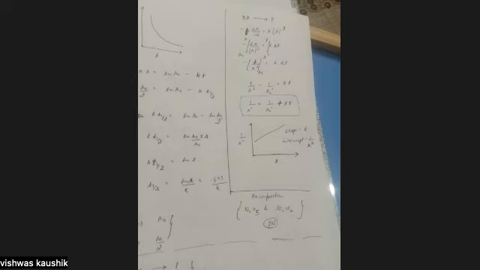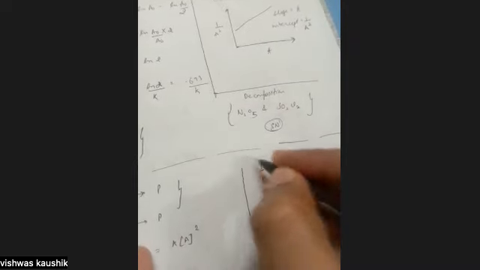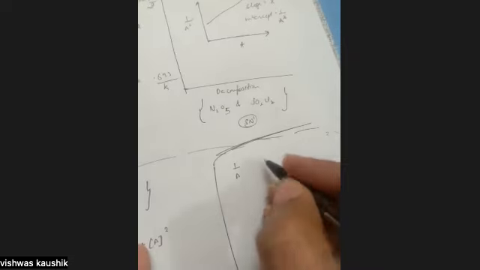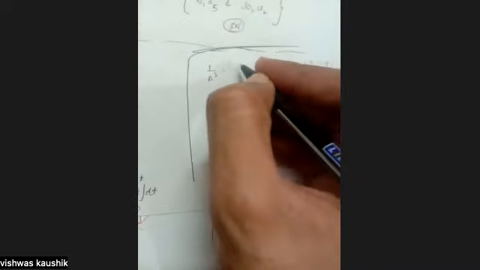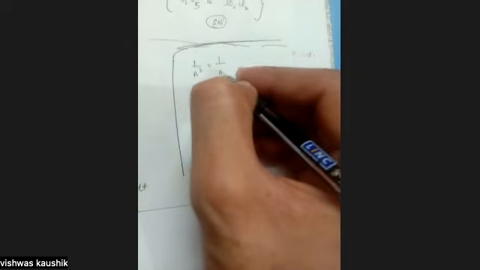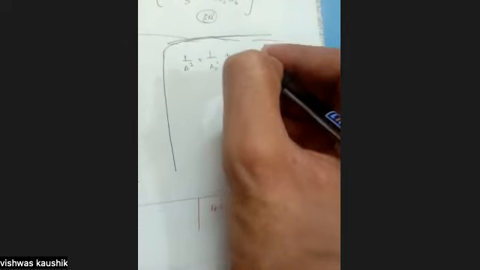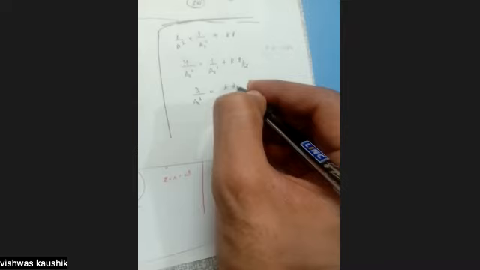What is the half-life of third order of reaction? Yes, sir. So 1 upon A square is equal to 1 upon A naught square plus kt. At t half, 4 upon A naught square equals 1 upon A naught square plus kt half, so 3 upon A naught square equals kt half. So t half will be 3 upon k A naught square.